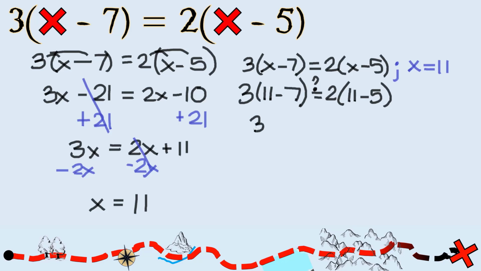So you have here 3. Using PEMDAS, you start with the parenthesis. 11 minus 7 is 4. On the other side, still with a question mark, you have 2 times the quantity 11 minus 5, and 11 minus 5 is 6.